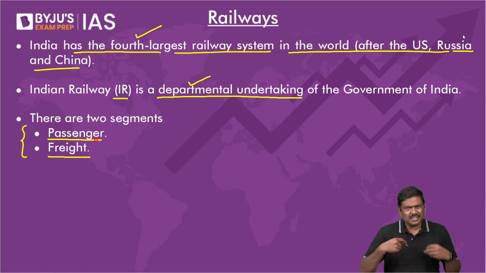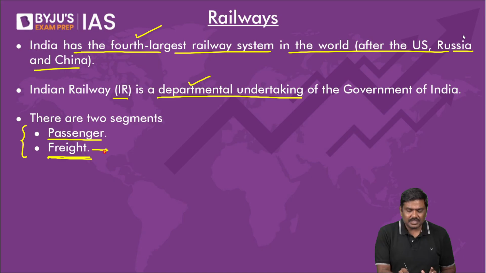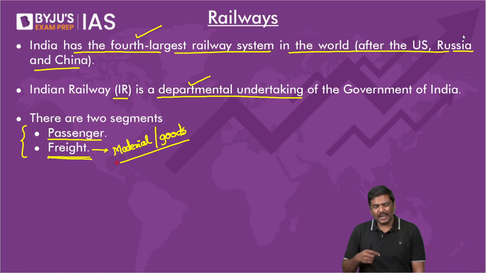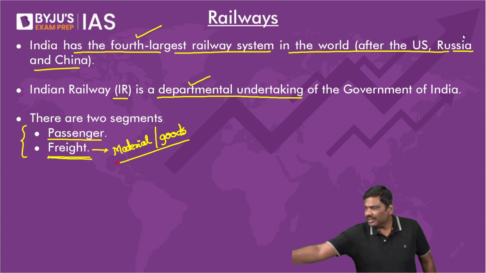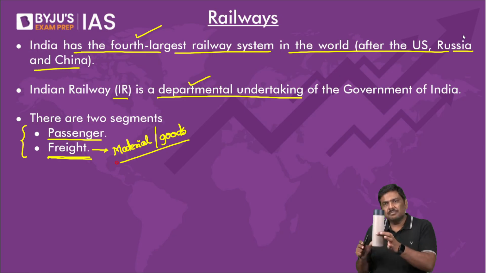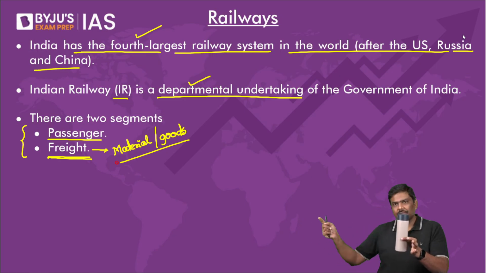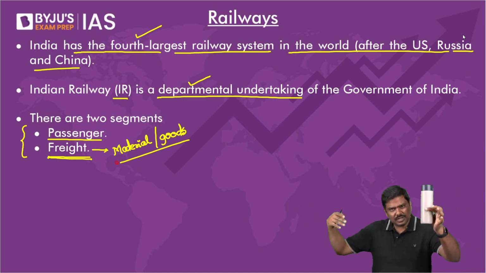Passenger basically means customers, individuals such as you and me. Whereas freight means any type of material or goods. Now, before you ask me, sir, why do we use the term freight? Why can't we directly use the term goods here? Please understand, imagine I'm a manufacturer. Can I transport this bottle using railways? I will manufacture a lot of these bottles and use railways to transport them.